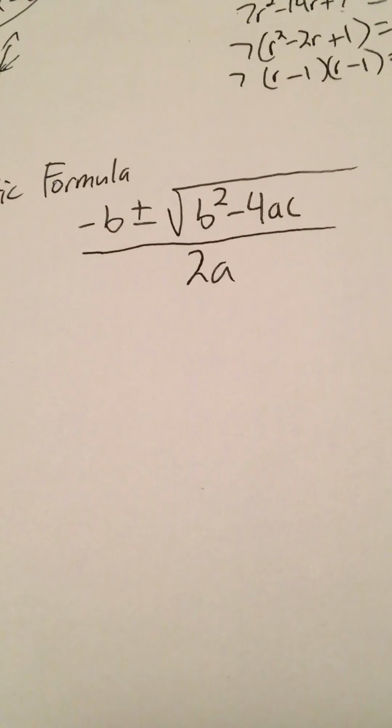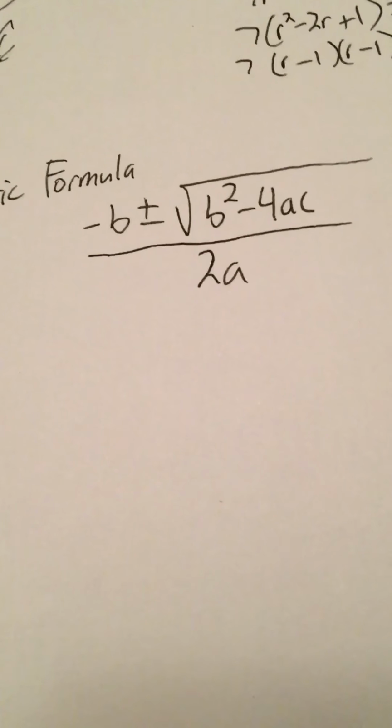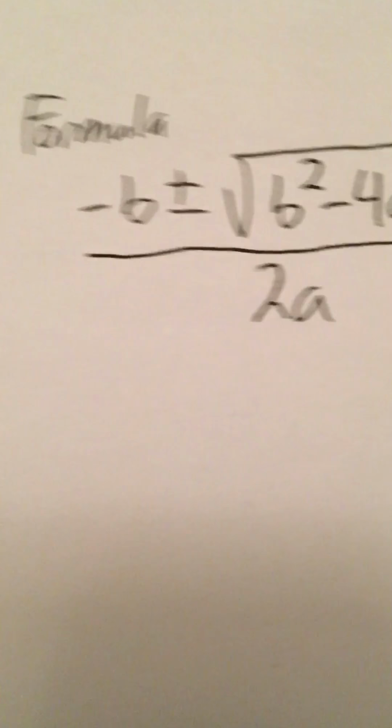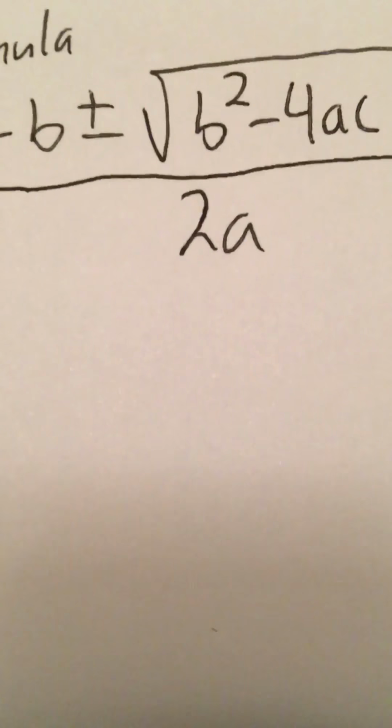And it goes something like, quadratic formula, and it's negative b plus or minus square root of b squared minus 4ac over 2a.